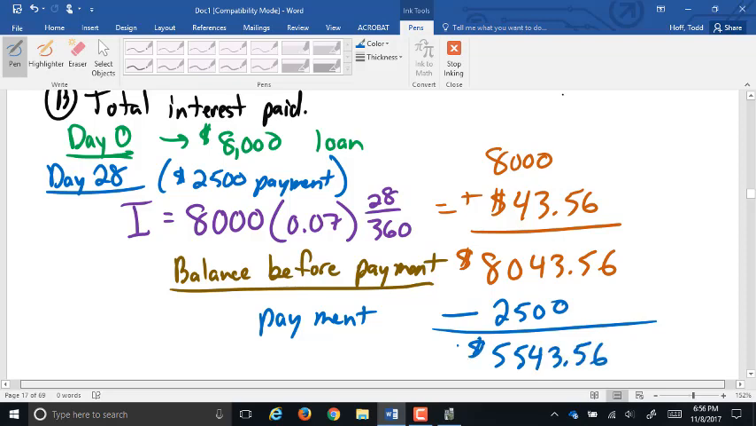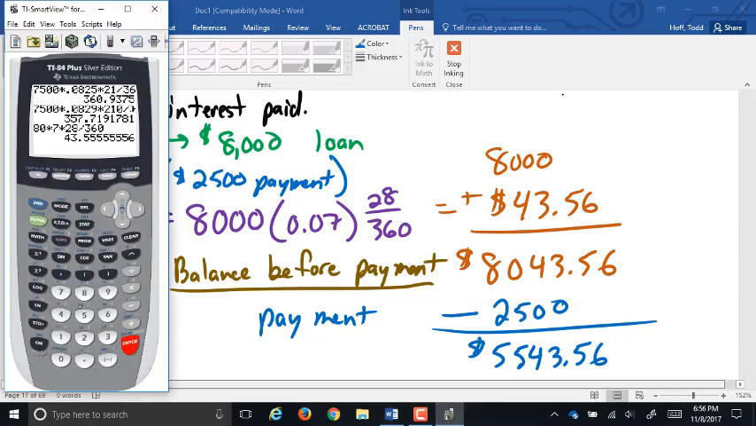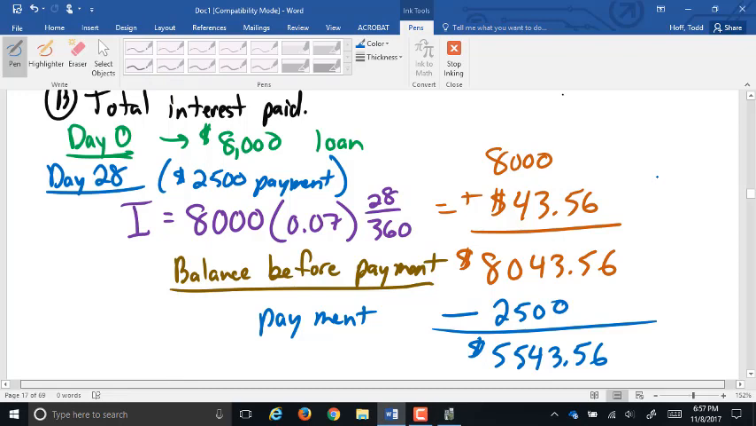Did you get that number? 4350. Let me try it again. 8,000 times 0.07 times 28 divided by 360. I'm still getting 43.56. Did you use 360 with the bar? Gotcha. Okay. What type of calculator is that? TI? On the next break, talk to me and I'll show you how to set the mode so it gives you a normal display.